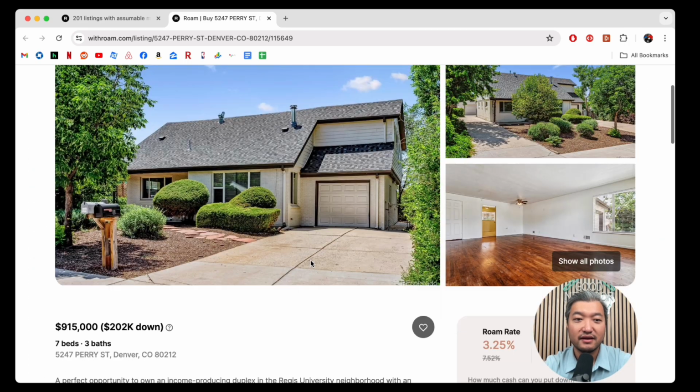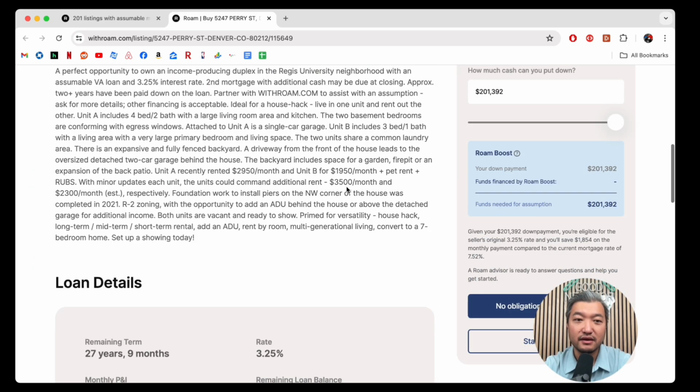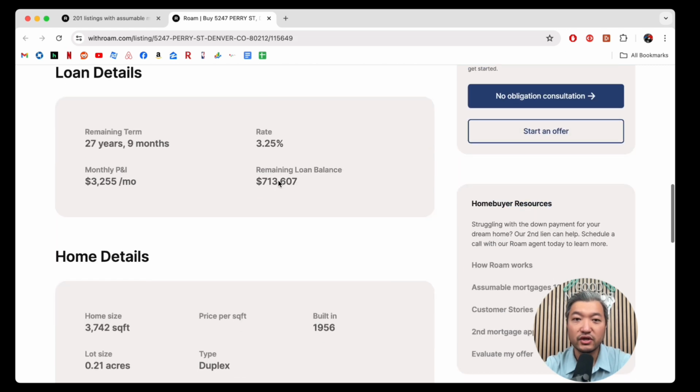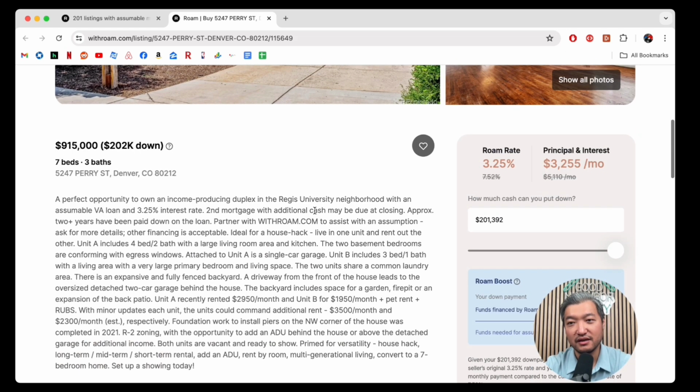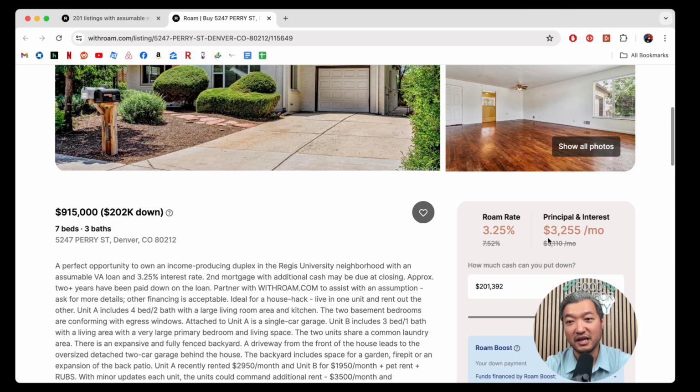But let's see here, $713,000 of it is at a rate of 3.25%. So you're looking at a monthly payment of $3,200 a month instead of a little bit over $5,000 a month if you were to pay today's market rates. This is a huge deal.